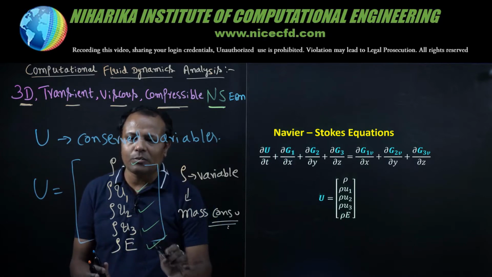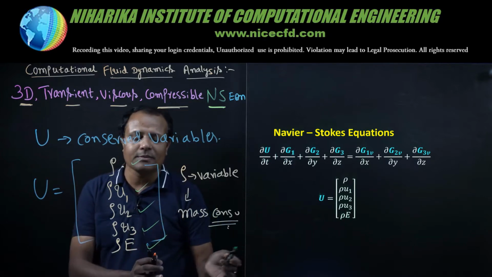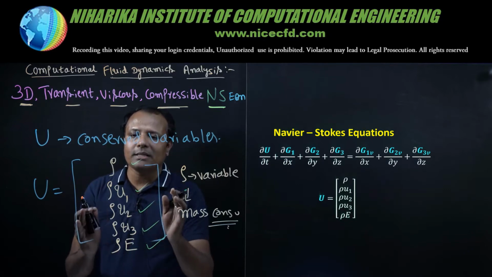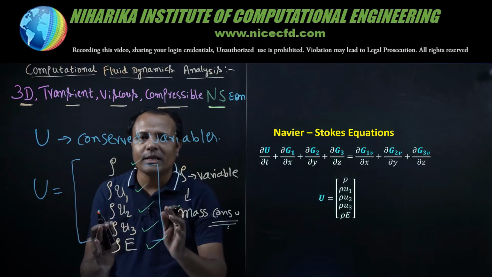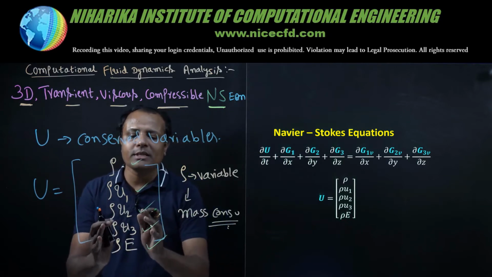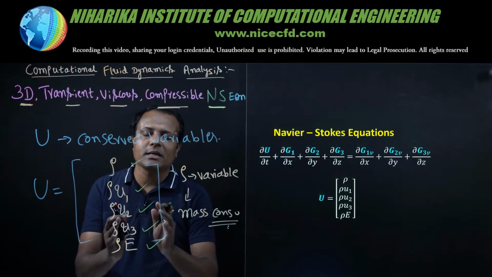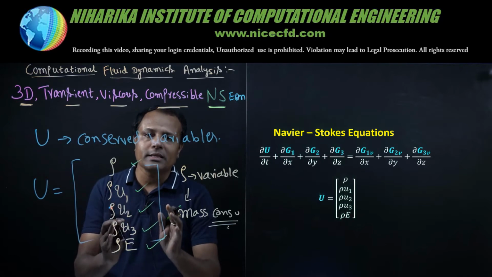Let us understand what E is in a few minutes. So, U represents conserved variables: mass is conserved, X momentum is conserved, Y momentum is conserved, Z momentum is conserved and energy is conserved.